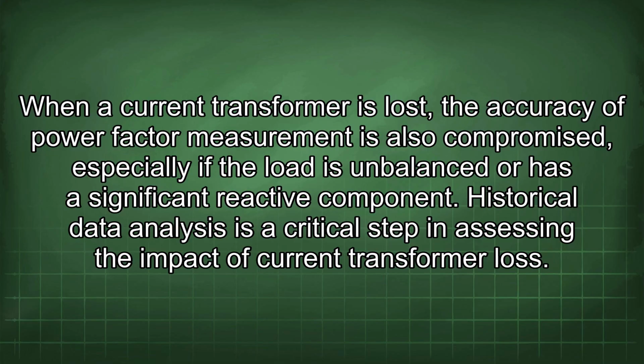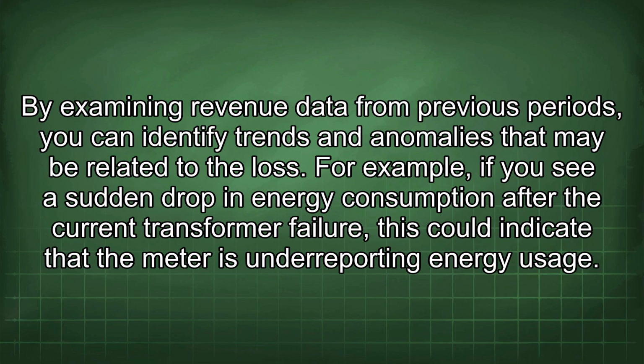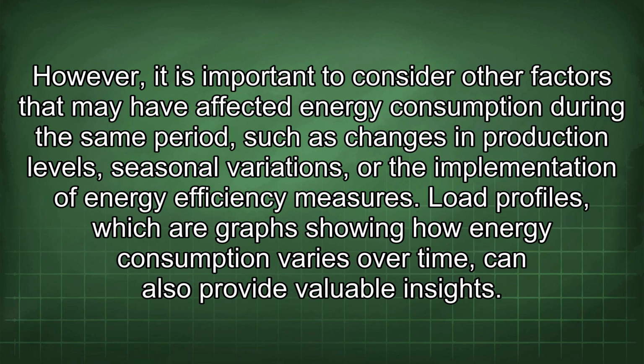Historical data analysis is a critical step in assessing the impact of current transformer loss. By examining revenue data from previous periods, you can identify trends and anomalies that may be related to the loss. For example, if you see a sudden drop in energy consumption after the current transformer failure, this could indicate that the meter is underreporting energy usage. However, it is important to consider other factors that may have affected energy consumption during the same period, such as changes in production levels, seasonal variations, or the implementation of energy efficiency measures.